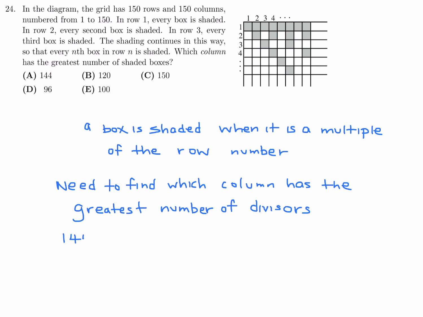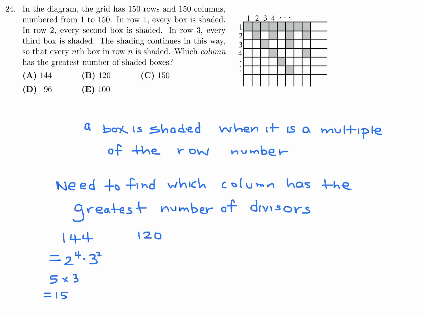So 144. 144 is what? It's 2 to the power of 4 times 3 to the power of 2. Now, how do you figure out the number of divisors? Well, you take the exponents, add 1 to each of those exponents, and multiply them. So 4 plus 1 is 5, multiplied by 2 plus 1, which is 3, and that gives you 15 divisors. All right, let's keep going.